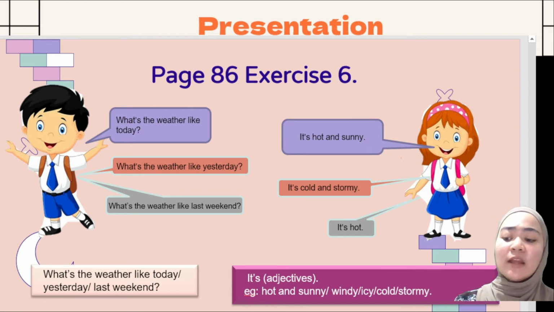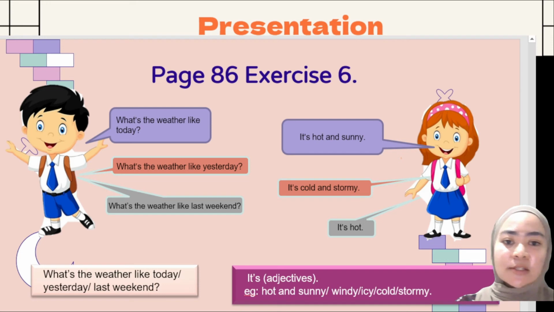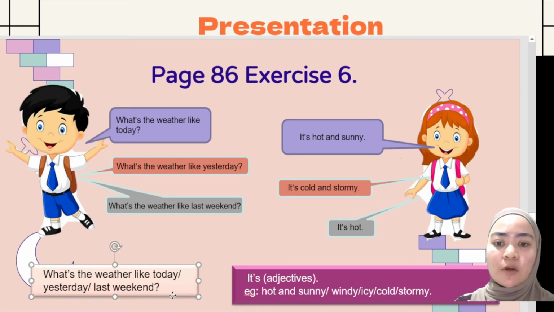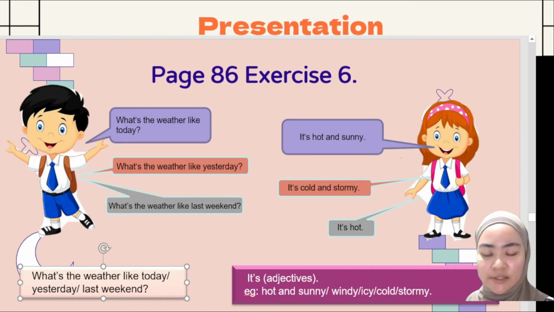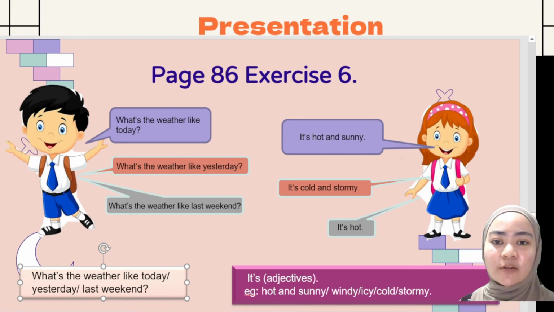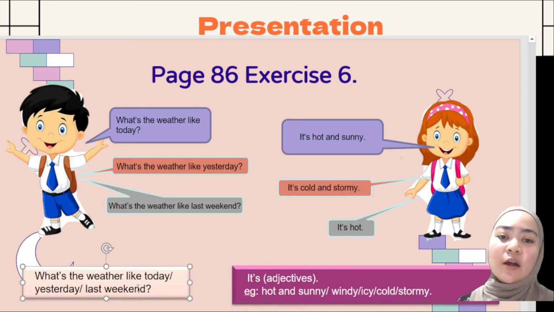So that's all the example of the dialogue that you can produce later. Okay. Both of these boxes are the example of question and answer sentence pattern that you have to produce later, okay, for your task. Okay, the first question will be like this, okay? What's the weather like today? We have three words, which is today, yesterday, and last weekend. So what you have to do, you have to produce three sentences similar to this one, okay?